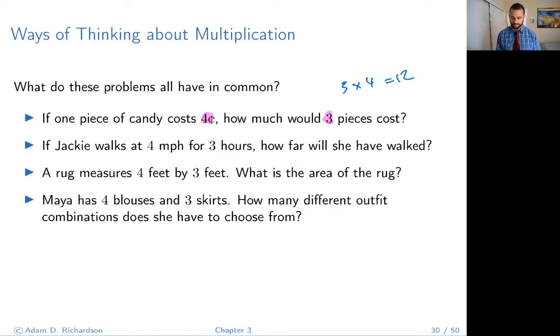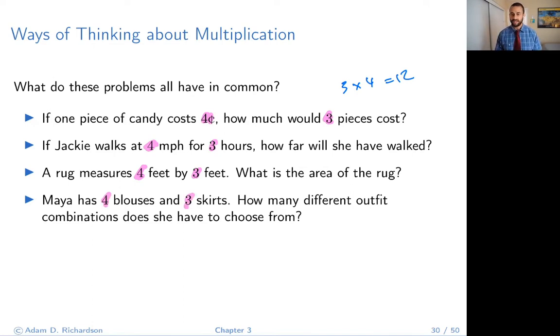Same thing with the next question, right? The numbers are the same. 4 miles per hour for 3 hours. How far will you have walked? Well, 4 miles per hour for 3 hours, that'll give you 12 miles, right? This one is also the same problem. 4 by 3, that's 4 times 3. Actually, I have this right here. There you go. 4 times 3. Remember this guy, the 2 staircases? Just like that. What's the area of the rug? And then same with the last one. Maya has 4 blouses and 3 skirts.